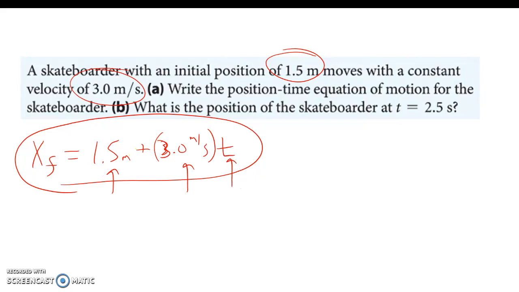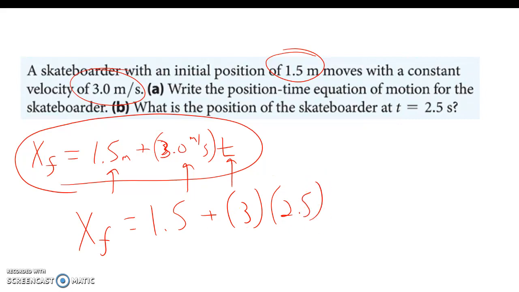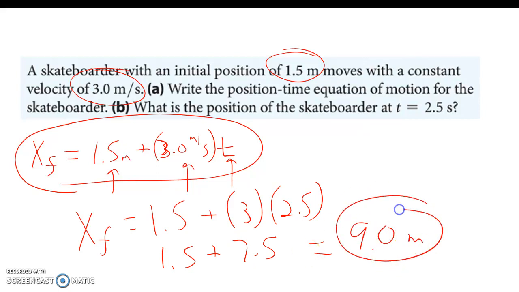Now for b, we want to find the position at time equals 2.5 seconds. So our final position is equal to 1.5 plus 3 times 2.5. It's a really quick math job with your calculator. You take 3 times 2.5 to get 7.5, and you add 1.5 to that, and you get 9.0 meters. So after 2.5 seconds, your final position is 9 meters. So that's how we can make an equation and actually use it.